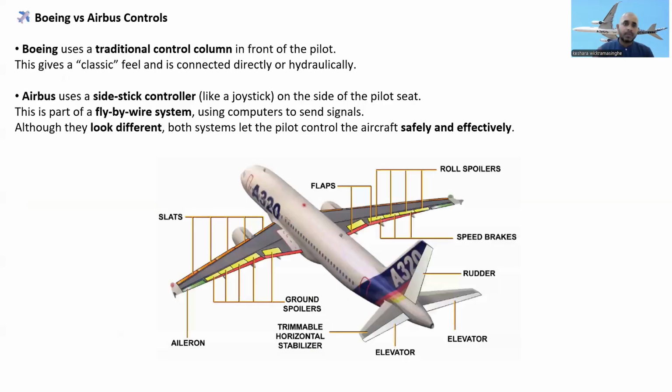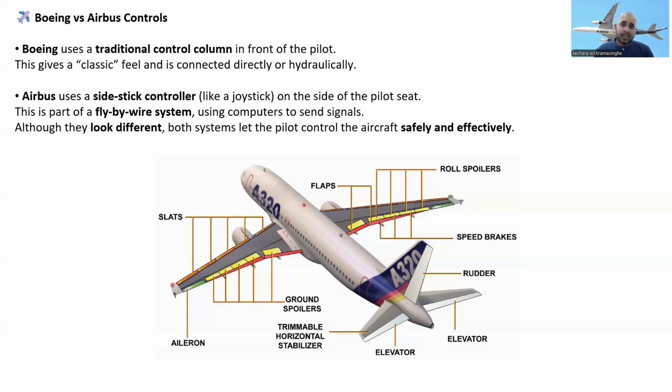Now let's see the Boeing versus Airbus controls. The Boeing uses a traditional control column, a yoke, in front of the pilot. This gives a classic feel and is connected directly or hydraulically. Airbus uses a side stick controller, like a joystick on the side of the pilot's seat. This is part of the fly-by-wire system, using computers to send signals. Although they look different, both systems let the pilot control the aircraft safely and effectively.